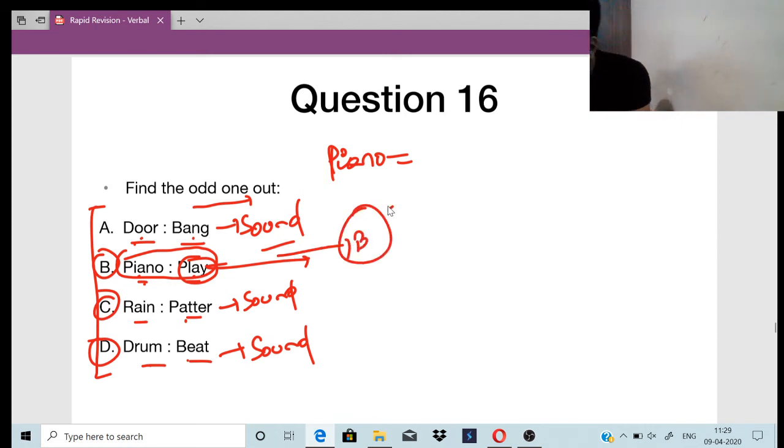Understood, people? Yes, these questions are very tricky. That is the reason I am moving forward. Shall I move to the next one? Clear here, everyone? Shall I move to the next one?